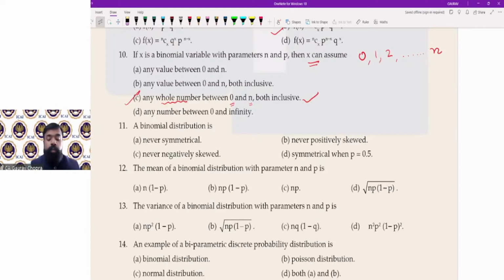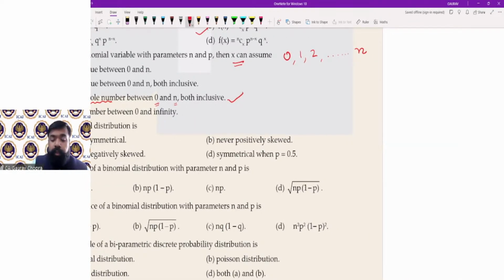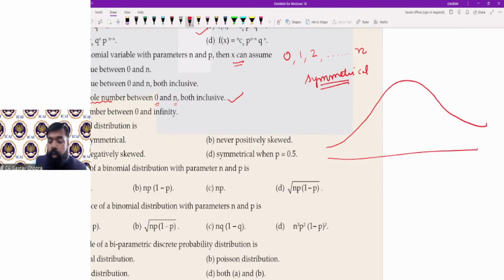11. Binomial distribution is never symmetrical, or never positively skewed, never negatively skewed, and then symmetrical. So what is the meaning of symmetrical and asymmetrical? Symmetrical means when we are having a curve whose rise and fall are equal. At the rate at which the frequency increases, at the same rate the frequency also decreases. The area on both the sides is equal. So 50% area is on the left hand side and 50% area is on the right hand side.